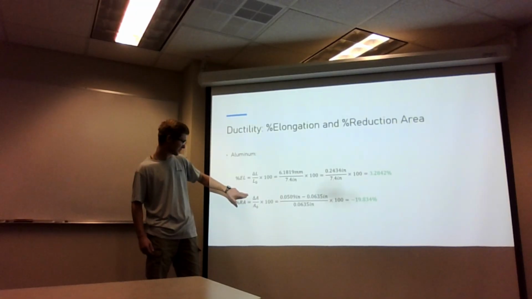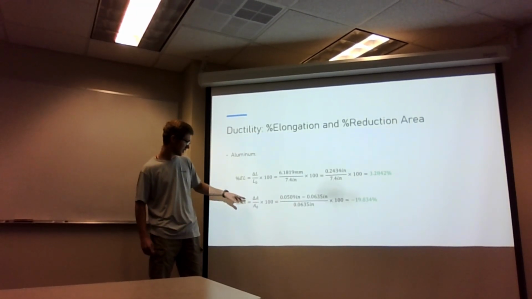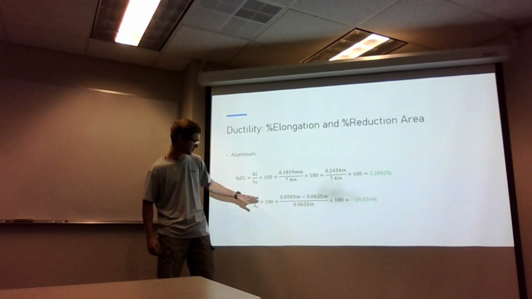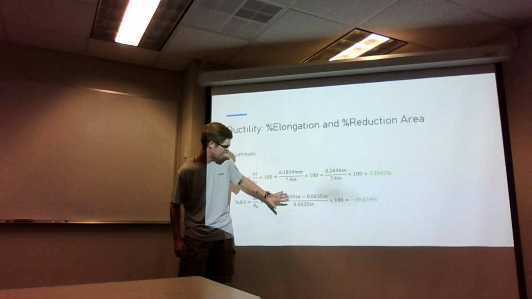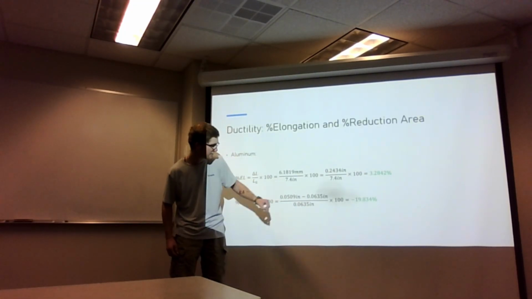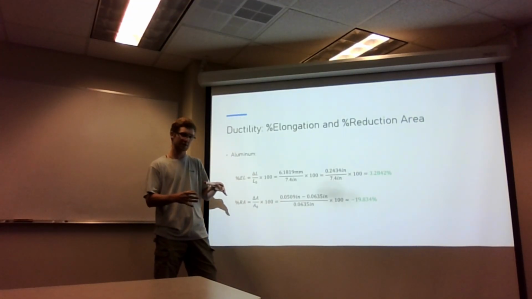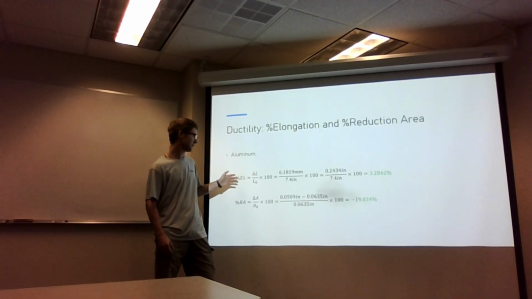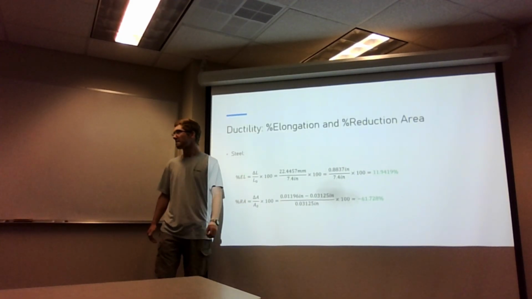And then we did the same for the reduction area. We took the change in the area over the initial cross-sectional area. Again, multiplied it by 100. This one was already in inches, so there was no conversion needed. And once we did the math for that, it came to negative 19.834%. So the area actually shrunk, and the length of the specimen actually increased.